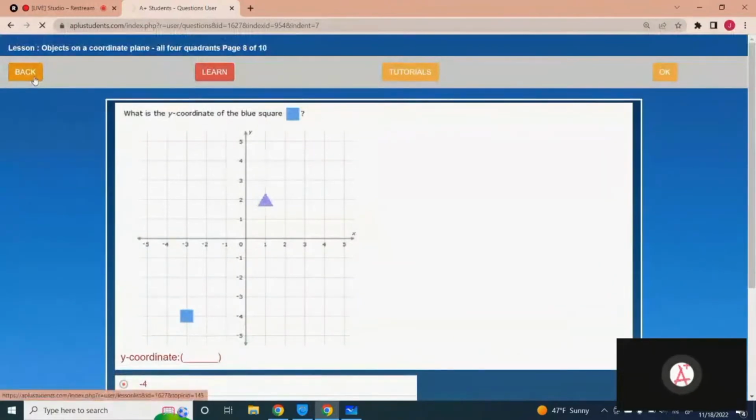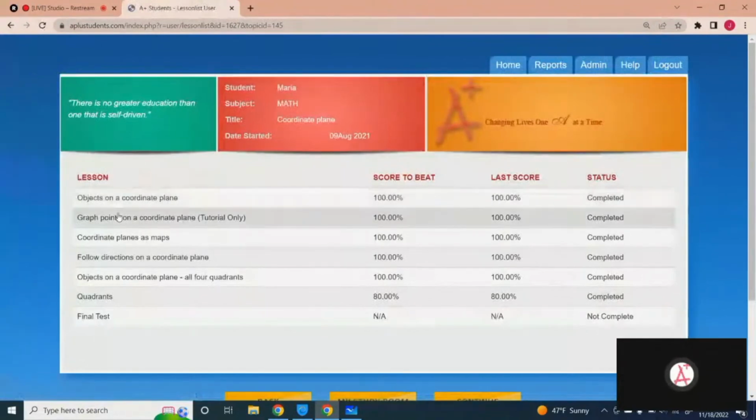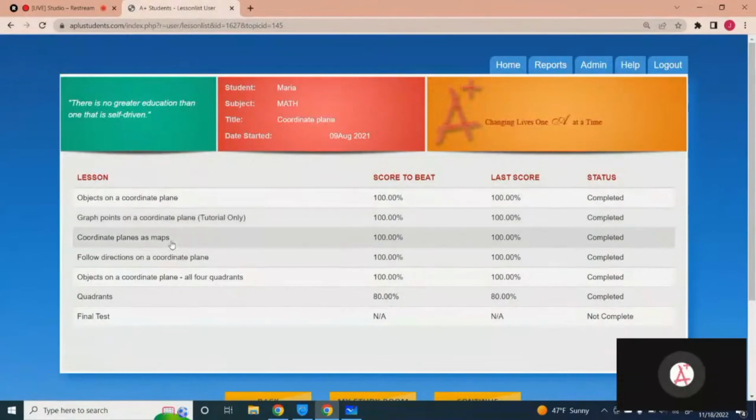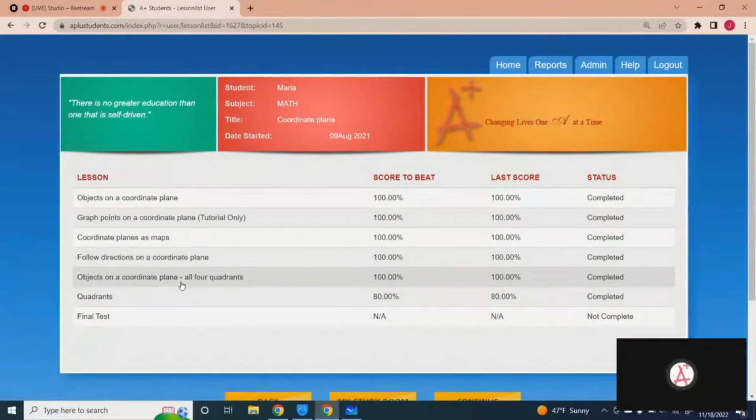So we have covered 4 topics today, and they are graph points on a coordinate plane, coordinate planes as maps, follow directions on a coordinate plane, and objects on a coordinate plane, all four quadrants. Got it? Please make sure before the next session you complete all the test questions for the topics we did today. If you need more help with the topics, you can contact any tutor on Skype. They are available from Monday to Friday, 5 to 9. Got it? That's all for today.